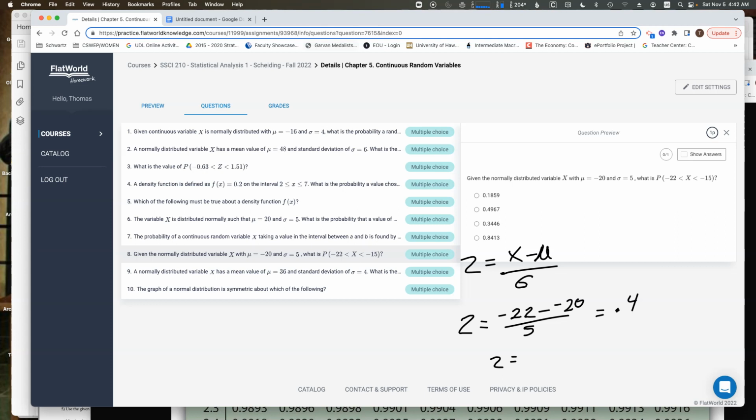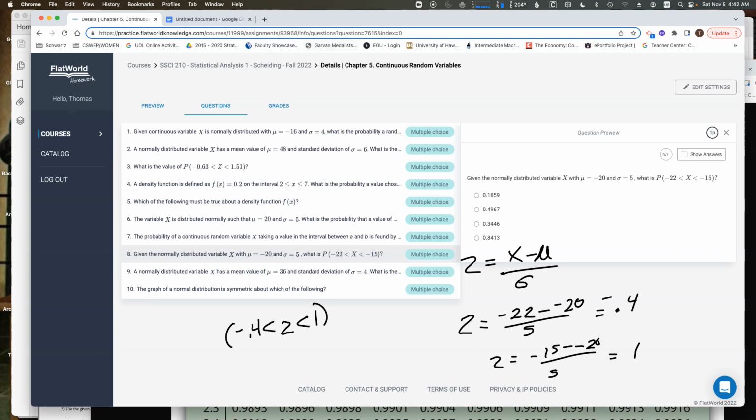And then we've got z equaling -15 minus -20 over 5. So that's going to equal 1. Okay, so we need to find now the z for -0.4 and the z for 1. Sorry, it's -0.4.